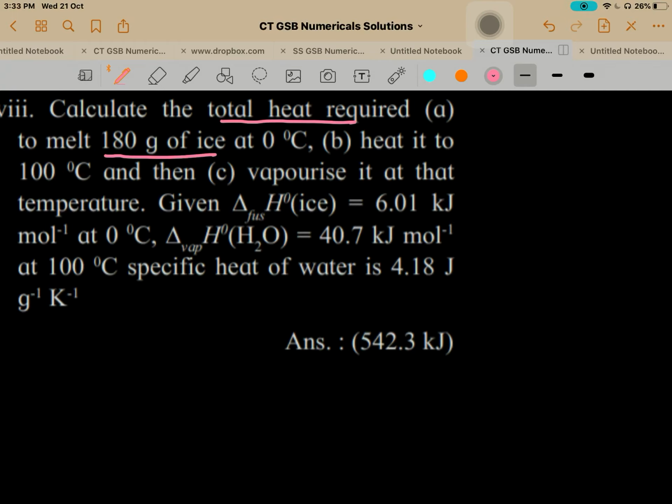Second is you heat that water. Once you melt ice, it will get converted to liquid. So after that, you heat that liquid water and convert to 100 degrees Celsius. Correct? And then vaporize it at that same temperature. Okay, so three parts are asked. What is the meaning of this?